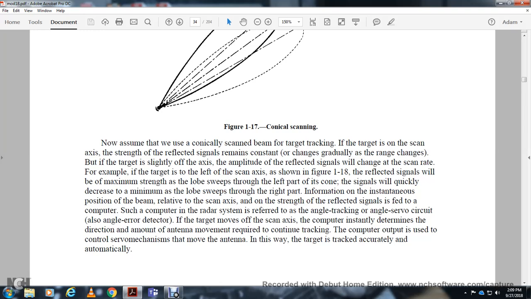Now assume that you have a conical scanning beam tracking a target. If the target is on the axis of the scan, the reflected signal remains constant in amplitude, changing gradually with range. But if the target is slightly off the axis, the amplitude of the reflected signal will change at the scan rate.